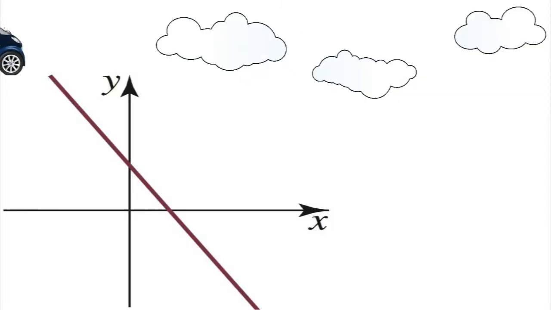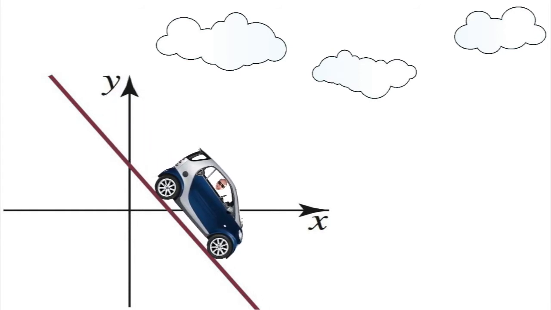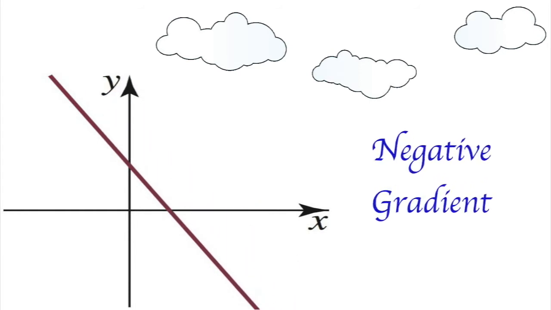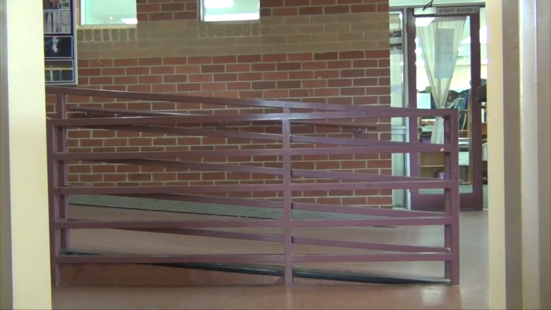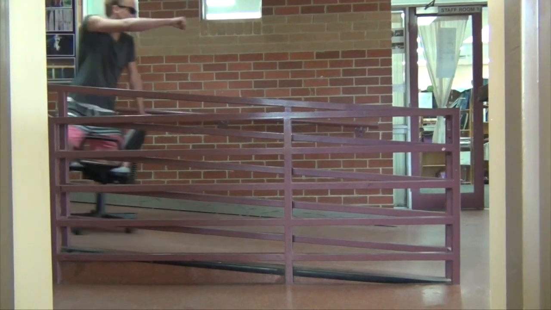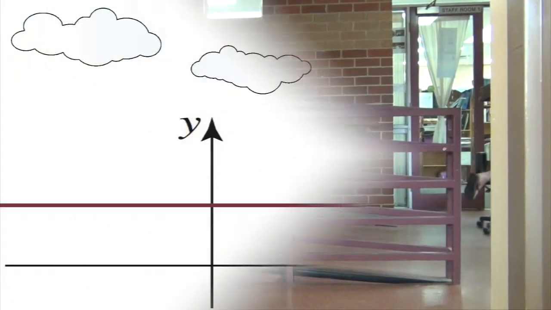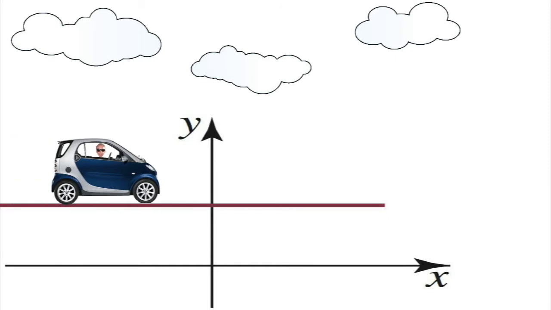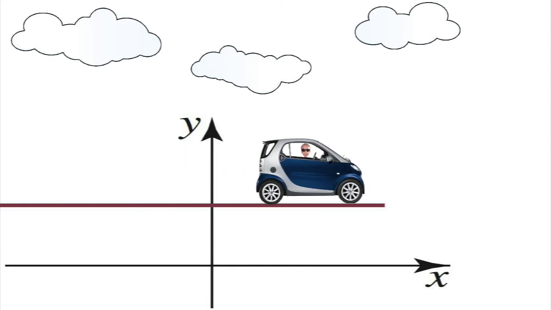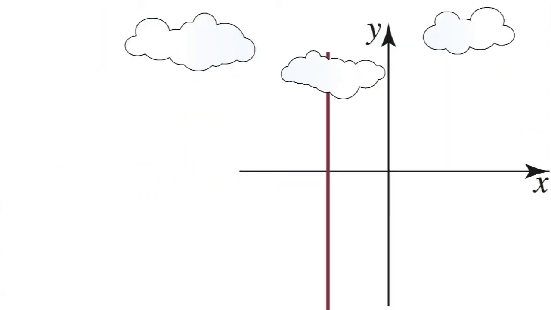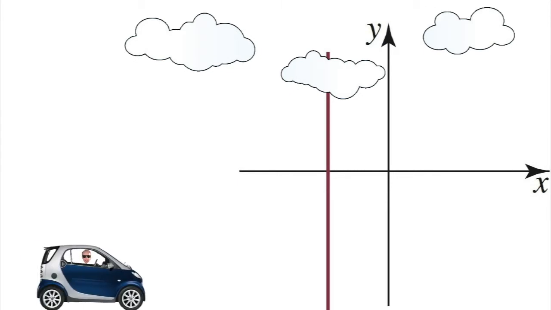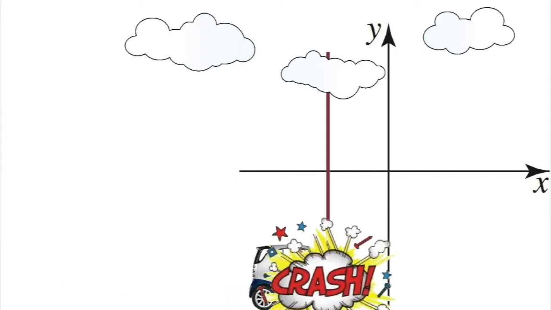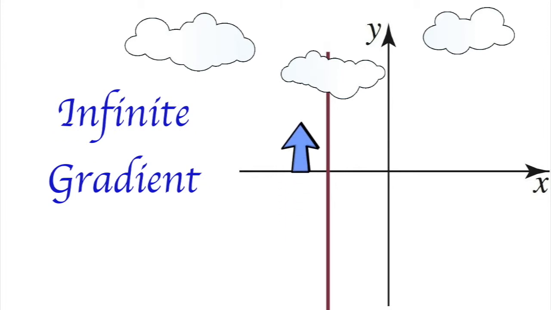If he is going down as he drives from left to right, it means he is driving along a line with a negative gradient. Down means negative. A line that goes neither up nor down, that is, a flat line, has a gradient of 0. And if he drives into a brick wall, it means he's come across a line with an infinite gradient. That is, a line that goes directly up and down.